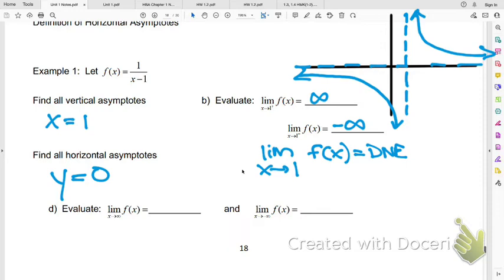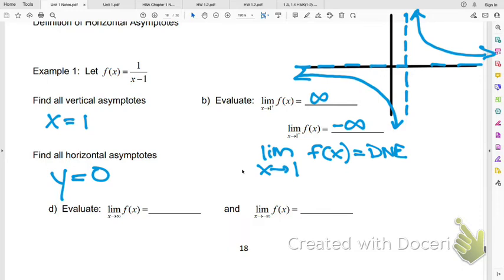On the flip side, notice this is asking me about the limits at infinity. Not at the vertical asymptote, but at infinity. This is asking me what is happening on the right side of the graph. What is the end behavior on the right side of the graph? This is asking me what's the end behavior on the left side of the graph.